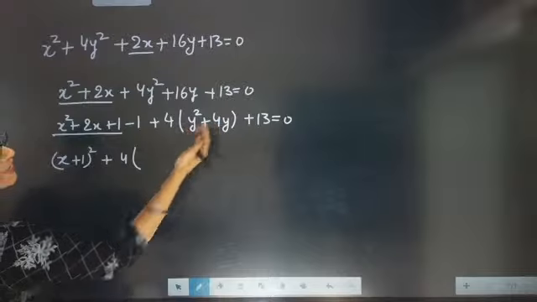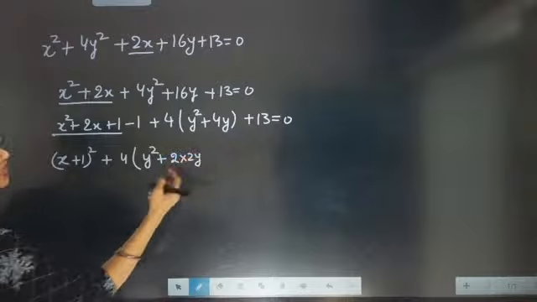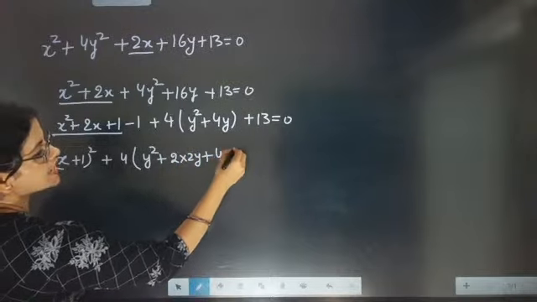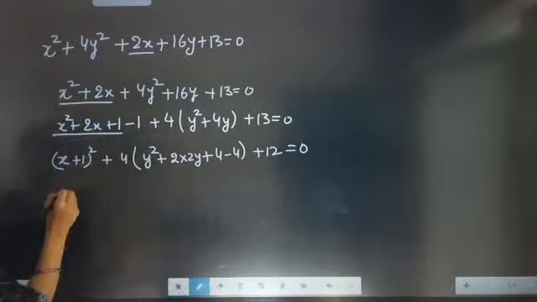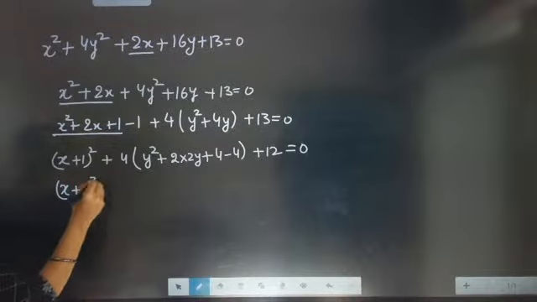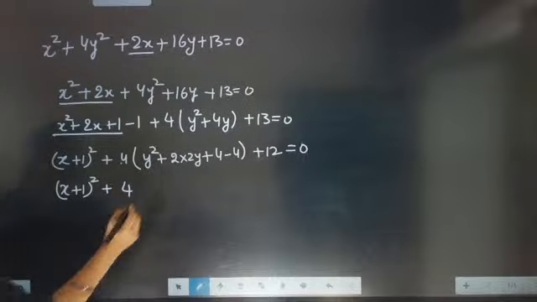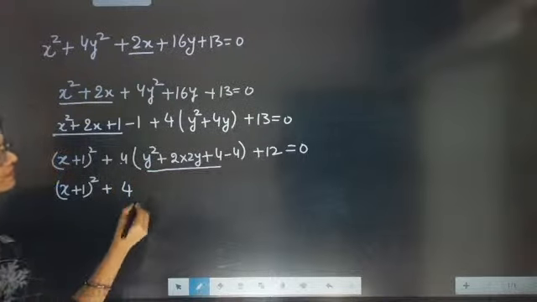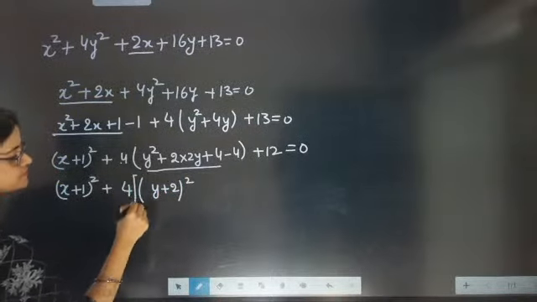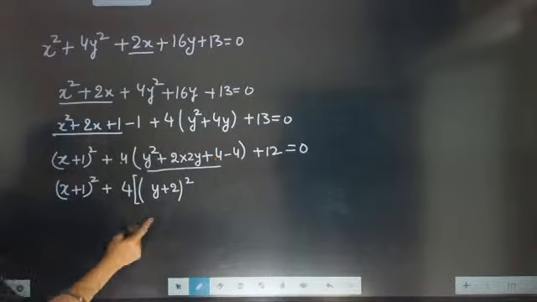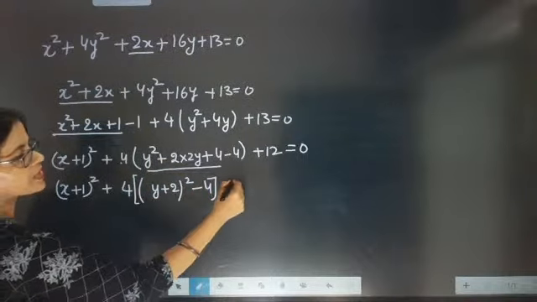So now inside I have to solve. So y square plus 2 into 2y. So that means I need plus 4, I need minus 4. And already here 12 is there, equal to 0. So now x plus 1 whole square plus, now 4 will be there. This 4 part I am going to write as it is. But this y square plus 4y will make it y plus 2 whole square. Now it is going to come as y plus 2 whole square and then minus 4 and plus 12 equal to 0.